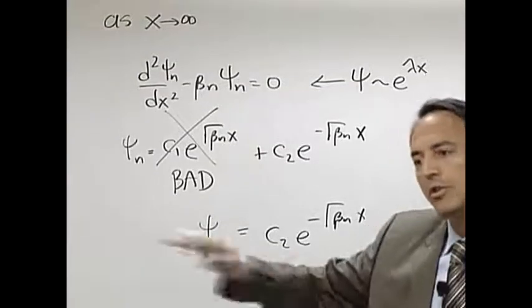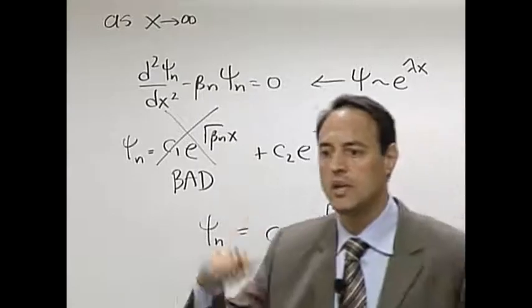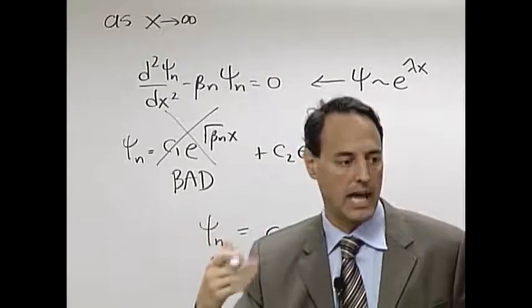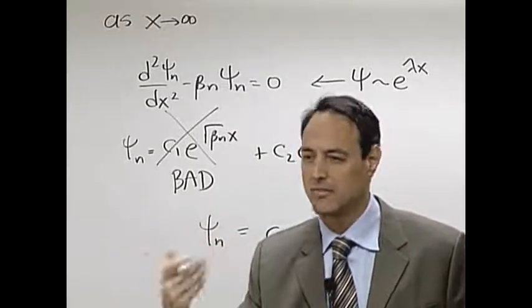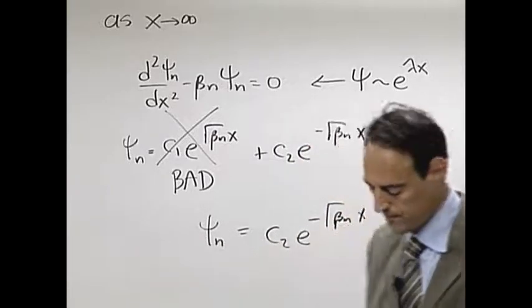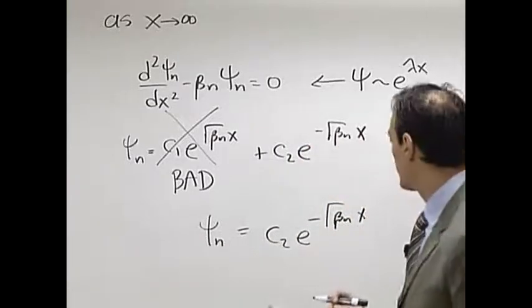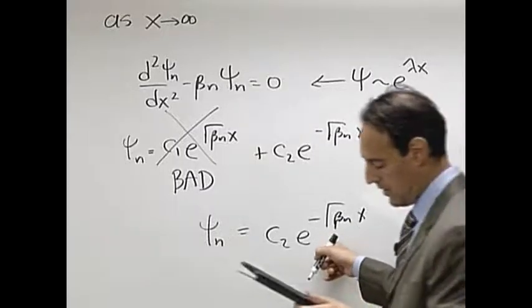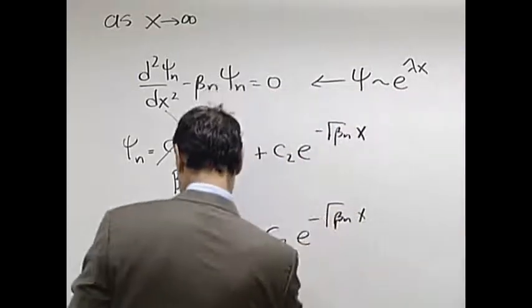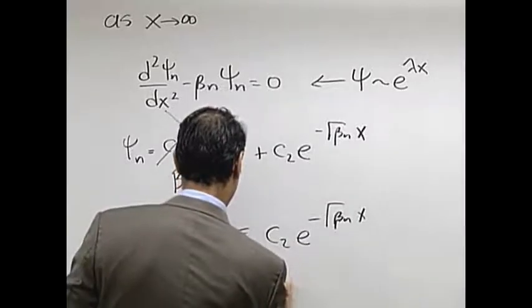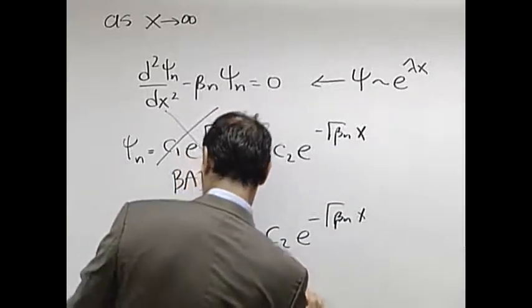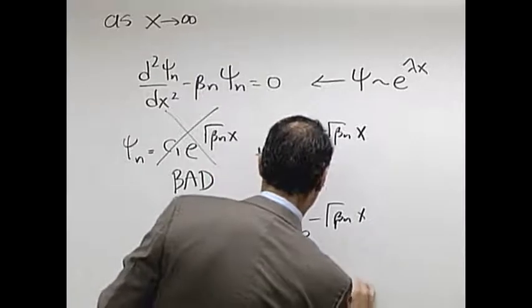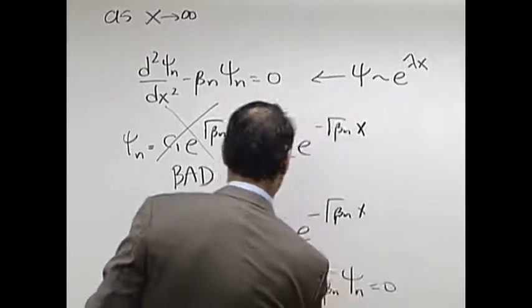So when you go to infinity, it's saying the constraint of this thing going to 0 means that it has to be behaving like it's a first order differential equation. Okay? Well, what first order differential equation? Well, what first order differential equation gives you this? The following does. d/dx plus square root beta n, psi n, is equal to 0.